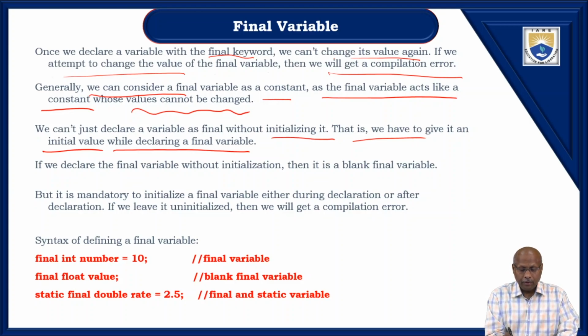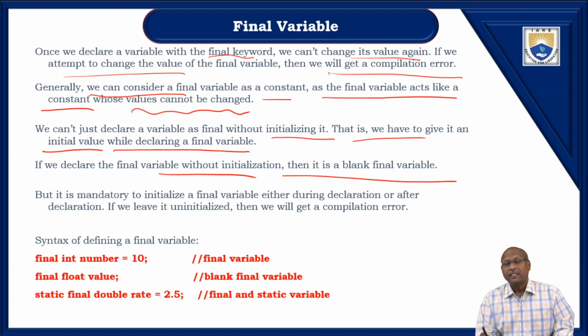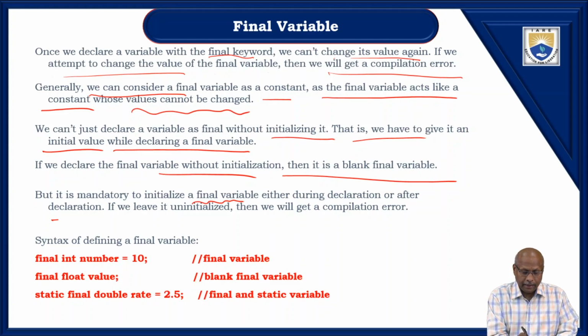If you declare a final variable without initialization, then a blank final variable will be generated. Generally, this is useful inside a class as a member. If it is a class member, meaning an instance member, then you can declare it as a blank final variable. But as a normal variable, meaning a parameter or local variable, then it must be initialized. It is mandatory to initialize a final variable either during the declaration or after the declaration.